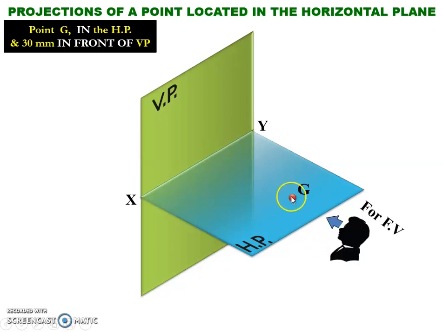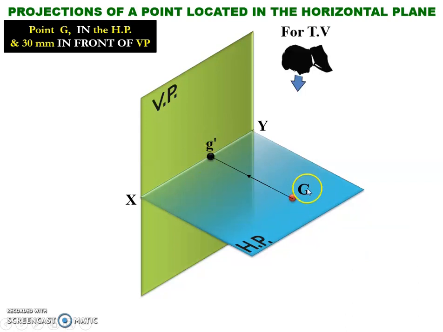To obtain the front view of the point capital G, we need to observe the point from the front, and the point G need to be projected onto the vertical plane. Ensure that the projector is perpendicular to the vertical plane. The projected point on the vertical plane is called as the front view of point G, and it must be denoted using the small letter G dash.